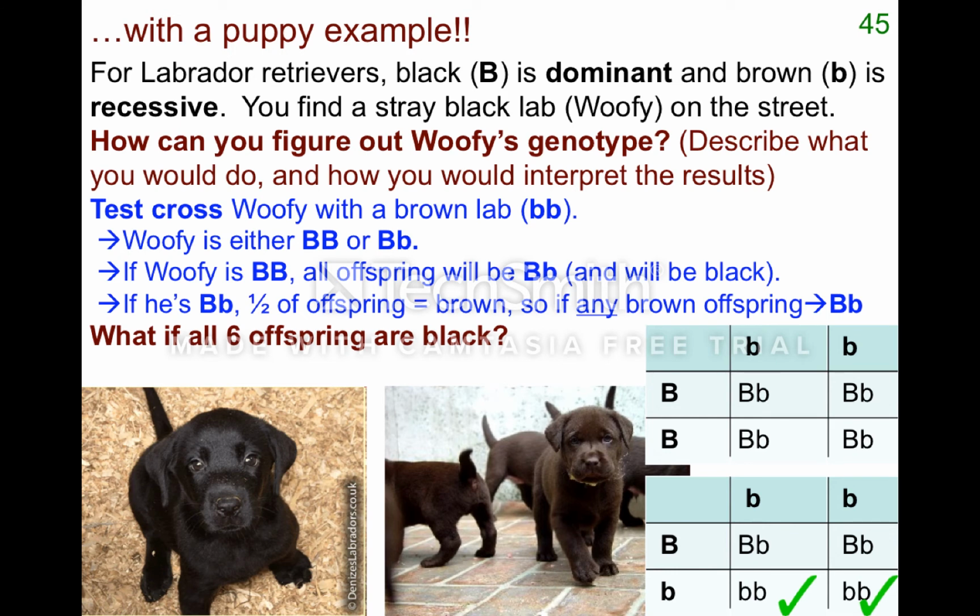So here's a question for you to consider. Let's say that from this test cross, there were 6 puppies. All of them had black fur. What would you conclude then? Pause and think about that.